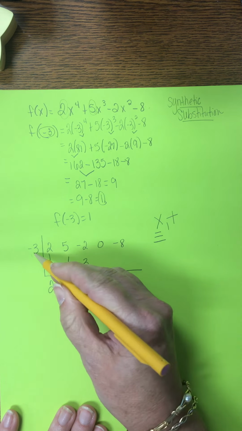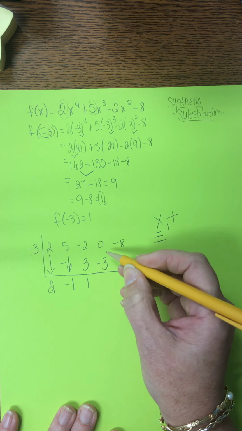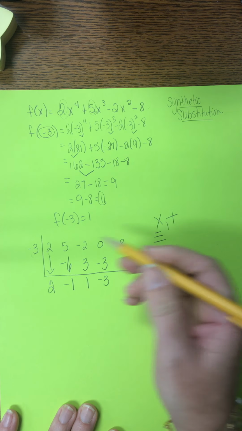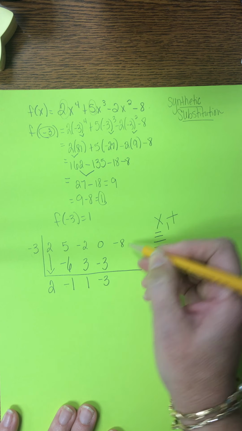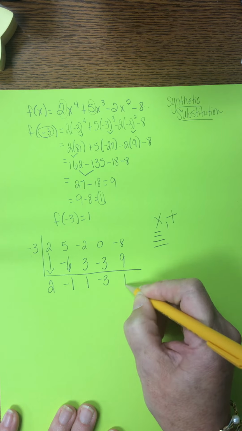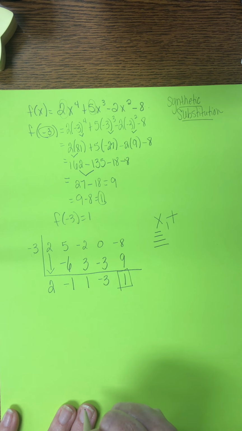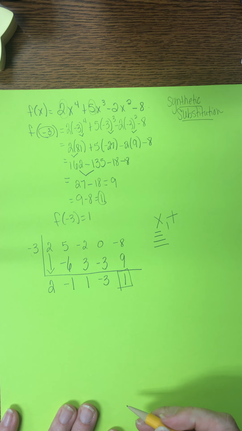Multiply again. Negative 3 times 1 is negative 3, and put that in the 4th column. 0 plus negative 3 is negative 3. And then multiply again. Negative 3 times negative 3 is a positive 9. And add that last column to get positive 1. The number that you get in the very last column should be the solution when you evaluate your polynomial when x is negative 3.